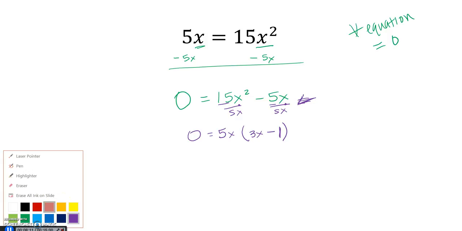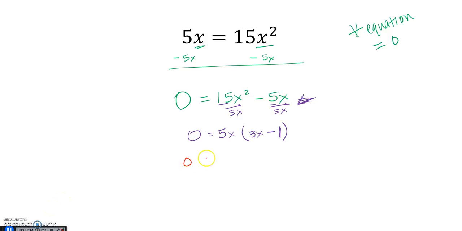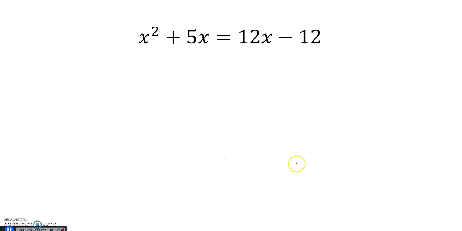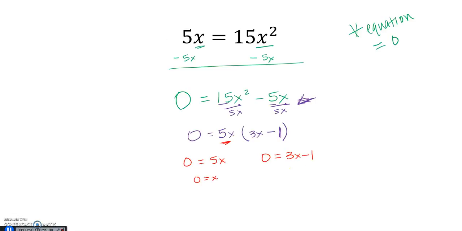Now, whenever you're solving by factoring, you just set each portion equal to 0. So 0 equals 5x, and then 0 equals 3x minus 1. When you divide both sides by 5, x equals 0. And we'll add 1. And then divide both sides by 3. So my other answer is x equals 1/3. Again, whenever you're solving a quadratic, typically you're going to have two answers.